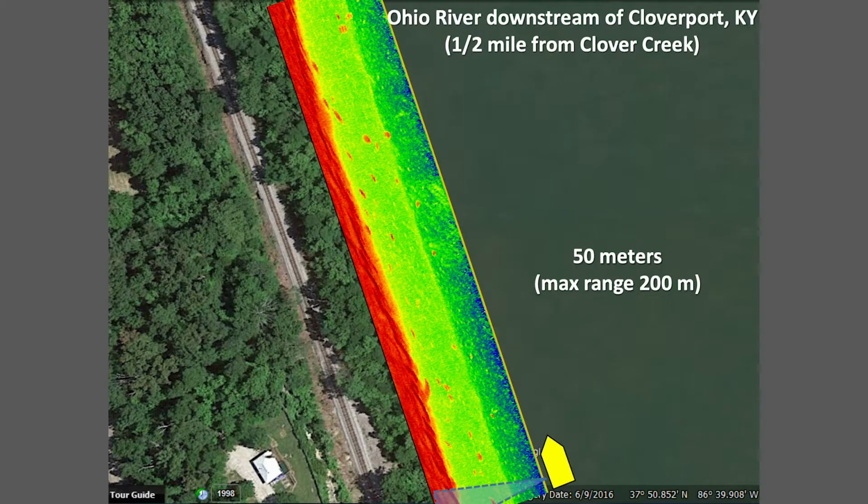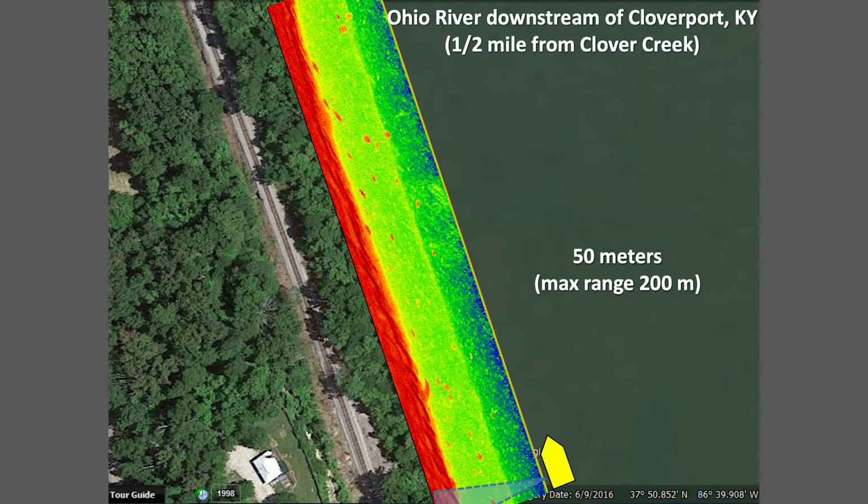So this is just a slide of some hydroacoustics that we conducted in the Ohio River, just downstream of Clover Creek near Cloverport, Kentucky. And so just to give you guys an idea of what this actually looks like. So if we're in the Ohio River, it's basically shaped like a bathtub in a lot of the areas that we're sampling. So we're actually looking toward the shore where most of the fish are actually located.